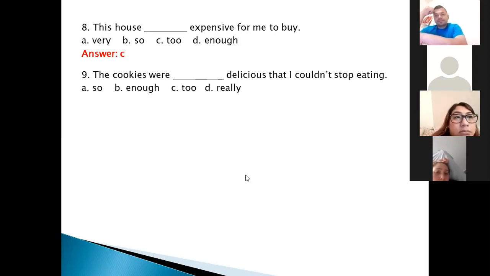The cookies were so delicious that I couldn't stop eating. They were so delicious that I couldn't stop. So delicious that, so difficult that, so important that.